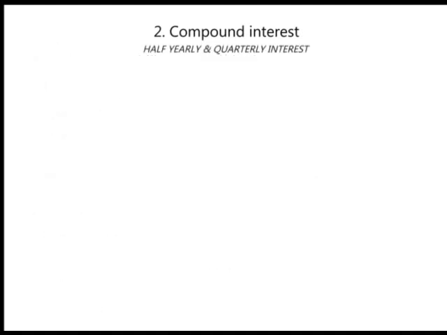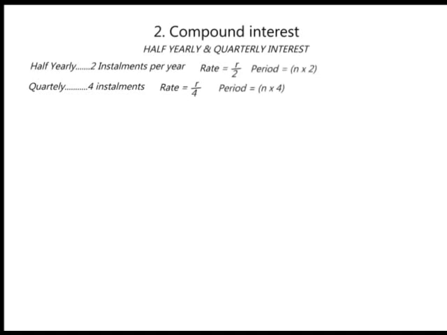Next, half-yearly and quarterly interest. Now, when interest is paid half-yearly, there are 2 installments of interest paid in a year. In quarterly, 4 installments are paid in a year. Under such circumstances, the interest rate is divided by 4 for quarterly and by 2 for half-yearly. The period is multiplied by 2 for half-yearly or 4 for quarterly.